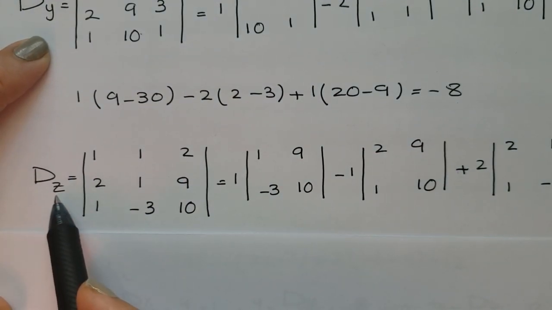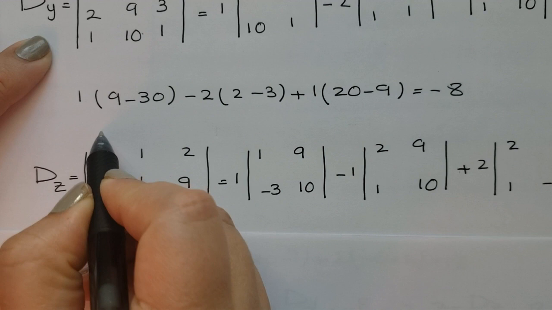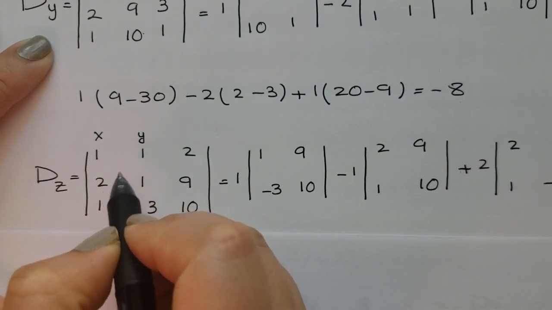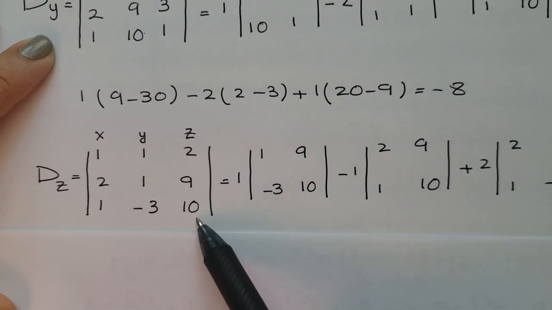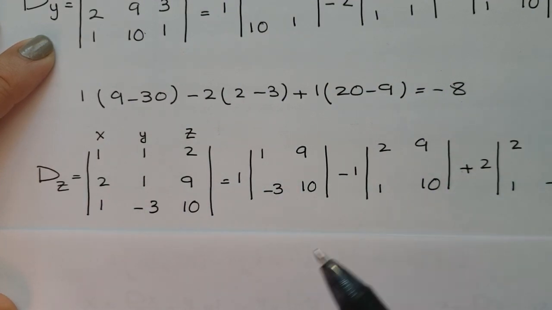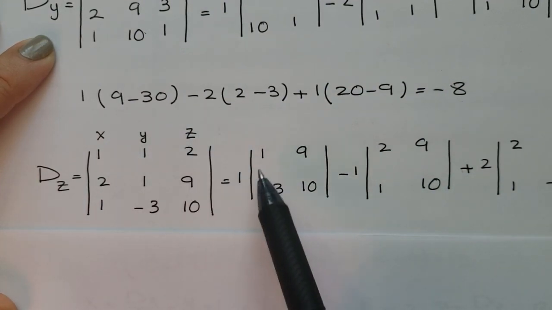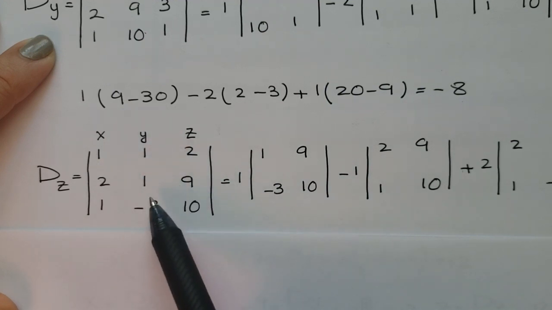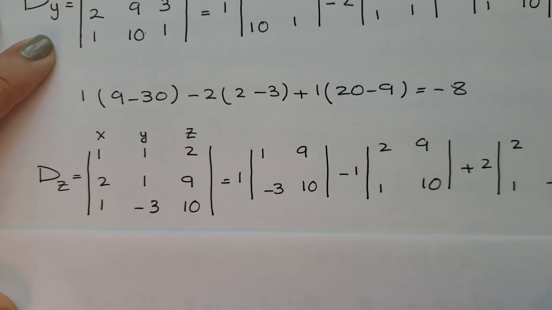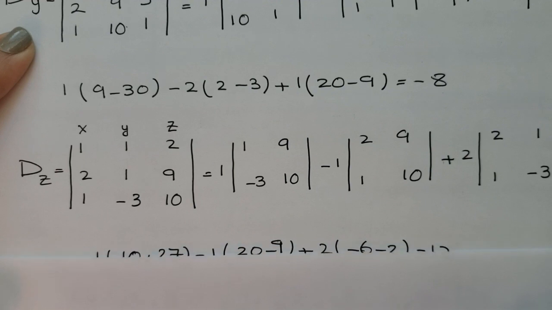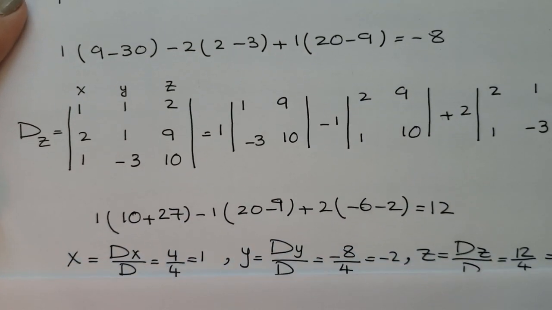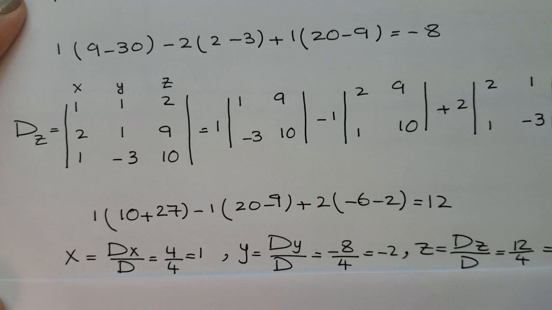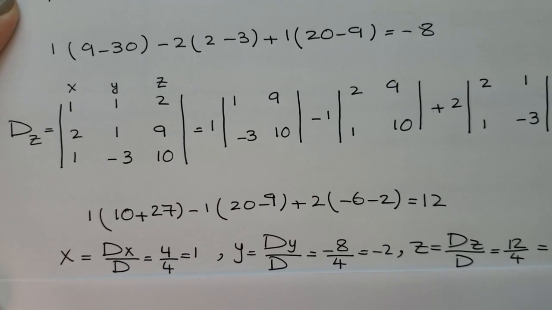The last determinant would be dz. So z is the third variable, x and y don't change, but the third column would be replaced by the constant, and then this 3 by 3 determinant will be broken down into 3 2 by 2 determinants, and the final answer would be 12. Okay, next and last step would be calculating the value of x, y, and z.